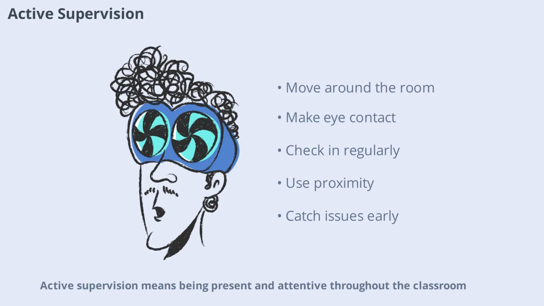Active supervision means being present and attentive throughout the classroom. Move around the room, make eye contact, and check in with students regularly. This not only deters misbehavior but also shows students that you are engaged and available to help. Use proximity to manage behavior quietly and effectively. Active supervision helps you catch issues early and maintain a positive, focused atmosphere.